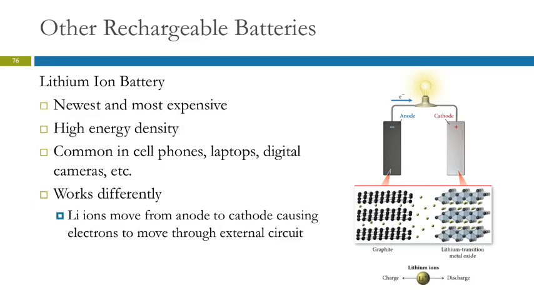Lithium-ion batteries. These are newer and they are more expensive. But these are the batteries that are common in cell phones and laptops and digital cameras and all those good things. They have high energy density, so lots of energy per unit of mass of the battery. And these work differently. Here we've got the lithium ions that are moving from the anode to the cathode, and that causes electrons to move through an external circuit. So it's a little bit different than the other sorts of batteries.